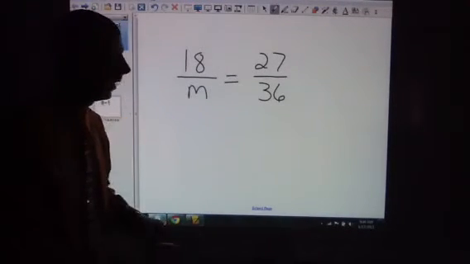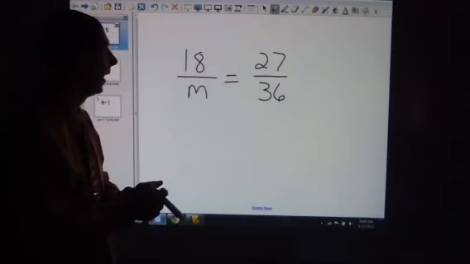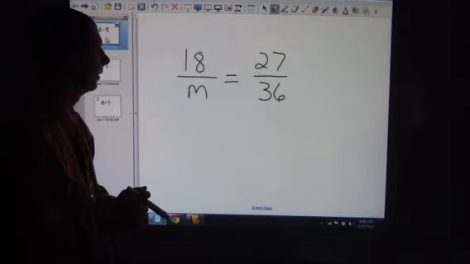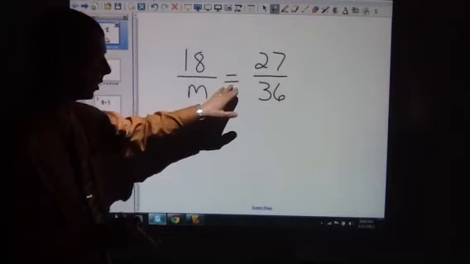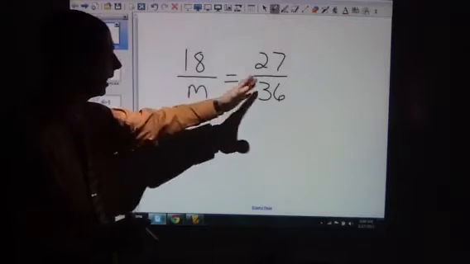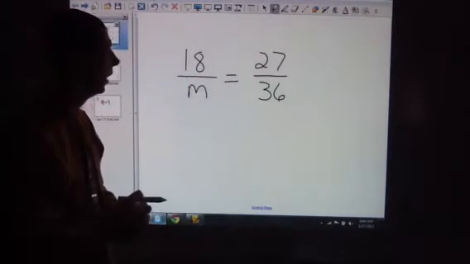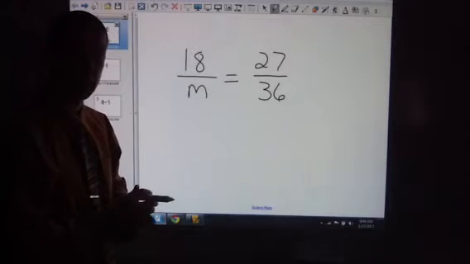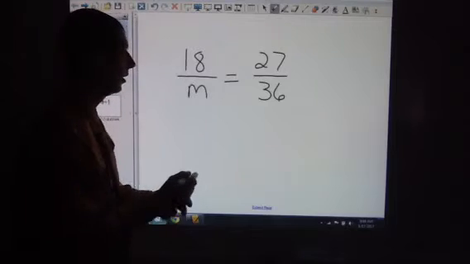Okay, what we're going to look at today is solving proportions using cross multiplying. Now here is a problem where we have to solve for m. If you notice, there's an equal sign between, so we are basically creating two fractions that are going to be equal in value. We do that through cross products, or cross multiplying. And here are the steps that I'll be teaching.